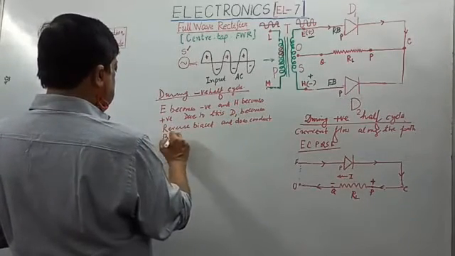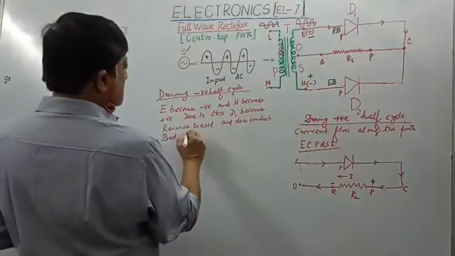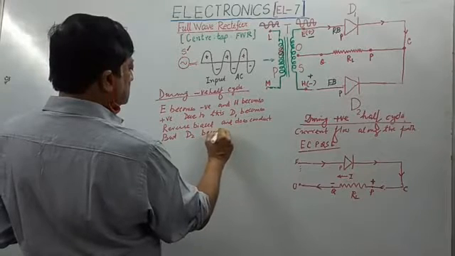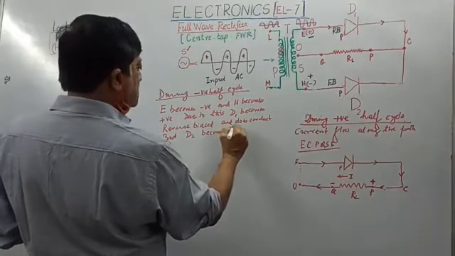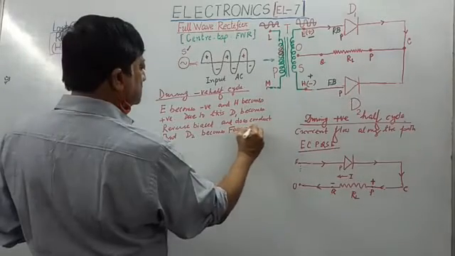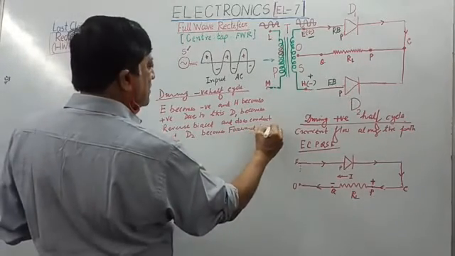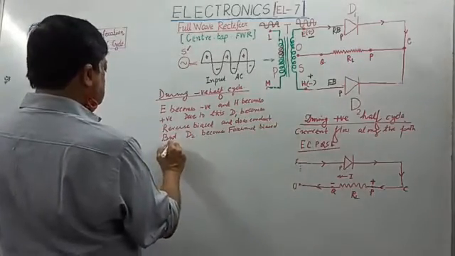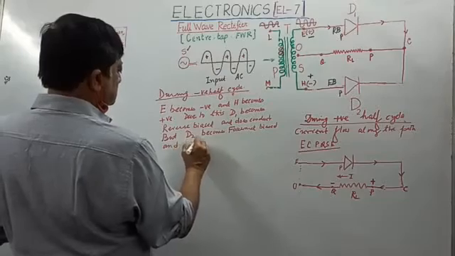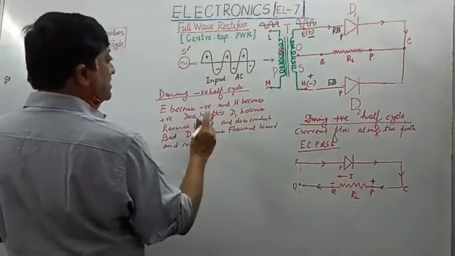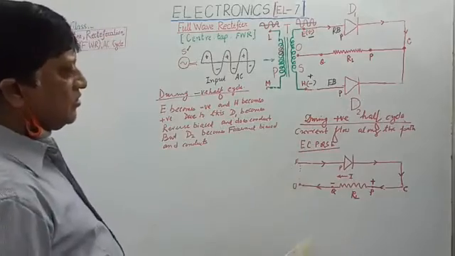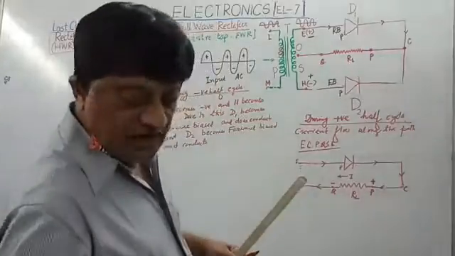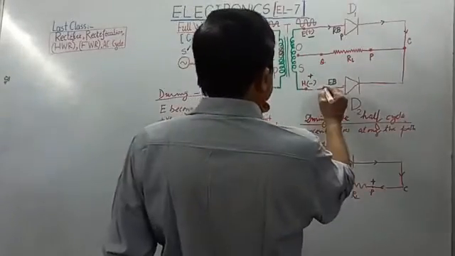But D2, there is another diode, but D2 becomes forward biased and conducts. That will be the opposite of what happened before. So D2 will provide a forward current. Let me show that forward current. This is the current.